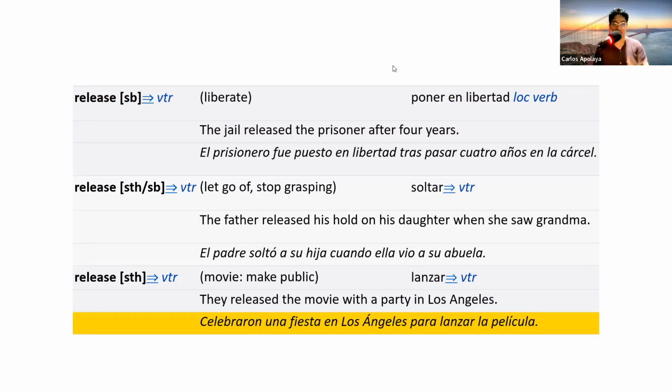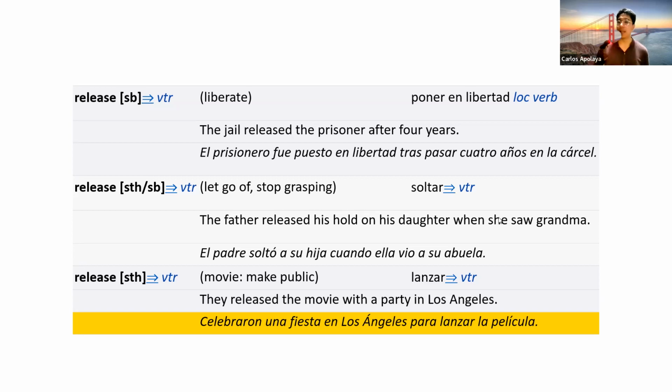Maybe you can release a song, release somebody. It's like soltar a alguien. Soltar, literalmente. Release somebody. And release, poner en libertad. Okay, maybe animalitos or maybe prisioneros. Did you understand? Release somebody, release something or somebody, and release something. Any questions?